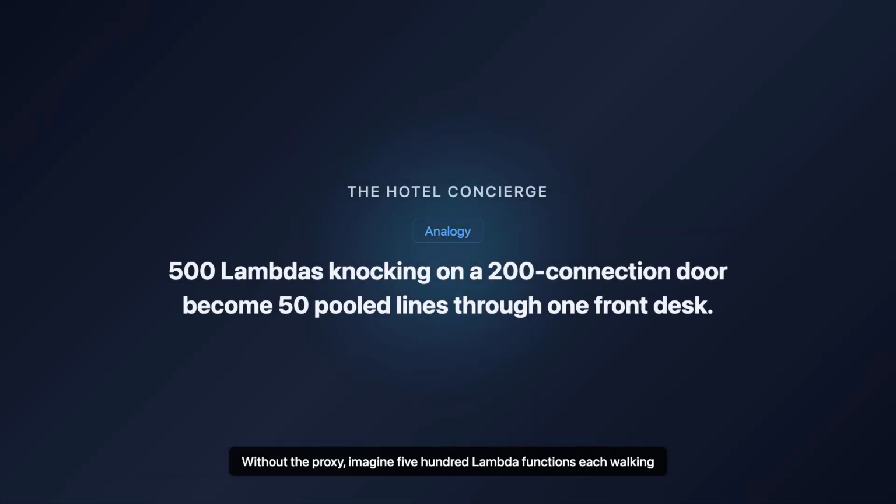Without the proxy, imagine 500 Lambda functions each walking straight up to the database and knocking on the door. But that door only allows 200 connections. They pile up and the database starts refusing them. RDS Proxy is the hotel concierge at one front desk who greets all 500 guests and routes them through a small set of 50 permanent reserve lines. The database only ever sees 50 connections, no matter how many guests arrive.